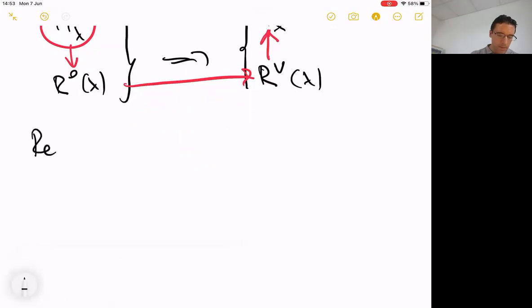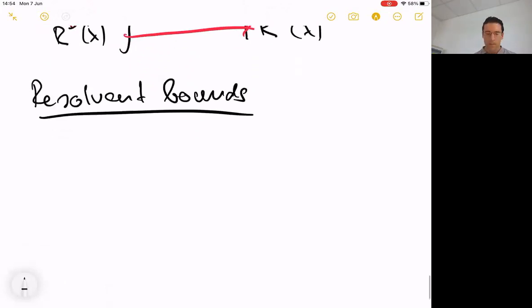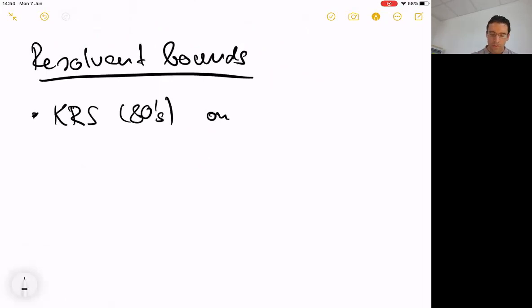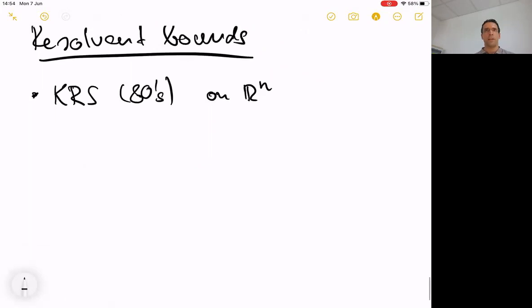Okay. And now I'd like to say something about the resolvent estimates. So I have to start probably with the prototypical result that motivated everything that followed. And this was a paper of Kenig, Ruiz and Sogge from the 80s. This is the Euclidean version here. We're in Rn, not on a compact manifold. And then you have much better estimates than on a compact manifold because your spectrum is absolutely continuous. You don't have any eigenvalues.